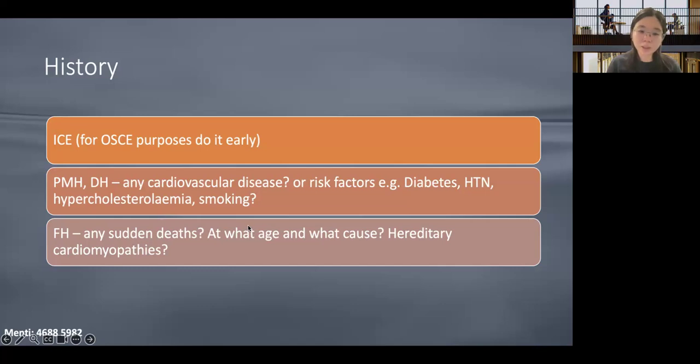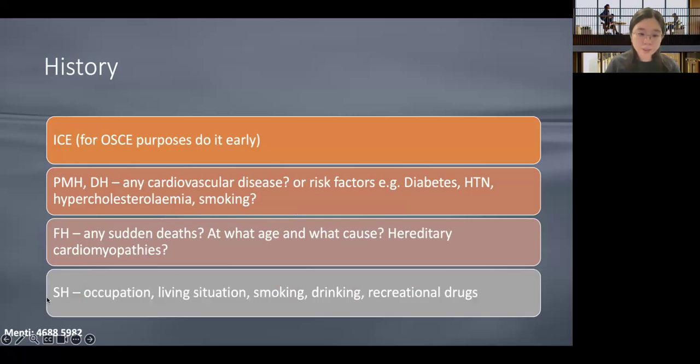You want to ask at what age, because if someone's mom died of a heart attack at like 75, it's probably not genetic. It's probably just old age related disease. And social history: occupation, living situations, smoking, which increases the risk of any cardiac disease, drinking, and recreational drugs like cocaine, which could cause a coronary spasm.